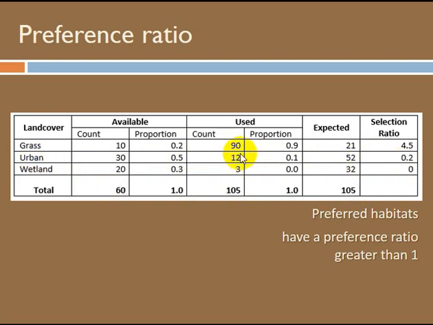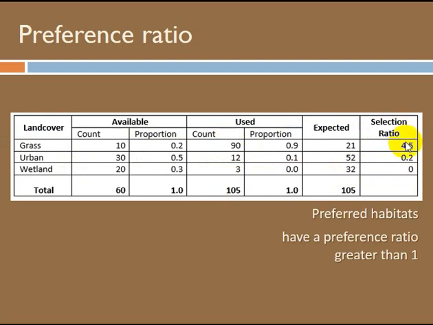So we're underutilizing that land cover type, right? This gives us a kind of qualitative look at it, and it's a good way to evaluate this ratio. We're expecting 21. We actually saw 90 of the observed locations were in grass. Okay, does that make sense?